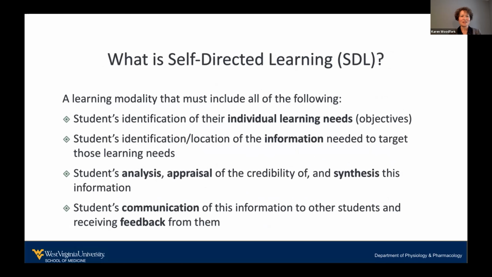Self-directed learning is something that I think we're all familiar with as a requirement of the LCME for accreditation, and also for its importance really in serving as a microcosm of what students are going to be doing once they graduate into their professional careers. And so SDL is going to incorporate students being able to identify their individual learning needs and then locate the information that they need to target their specific learning needs. Then the student will analyze and appraise the information that they gather, synthesize it, and communicate it back to other students who will then provide them with feedback on their communication.